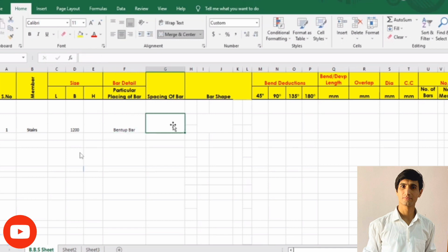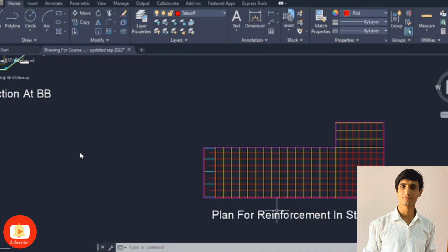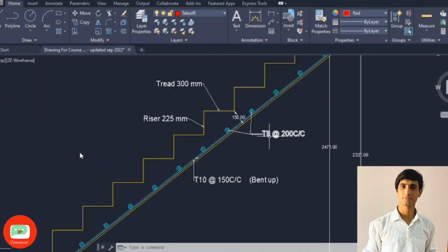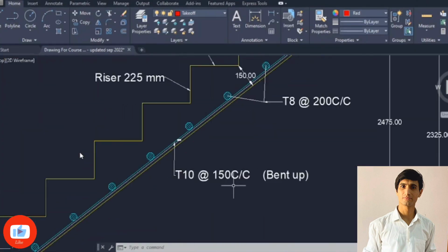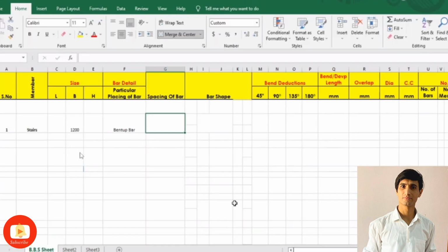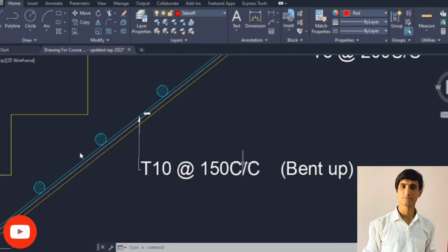Next to it, we need to go here for the spacing, and let's check the spacing over here for the bent up bar. It is mentioned over here that for the bent up bar we are using T10 at 150 center to center. So 150. Let's create the bar shape over here.